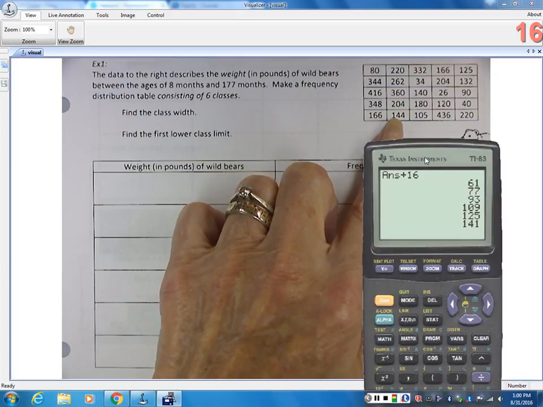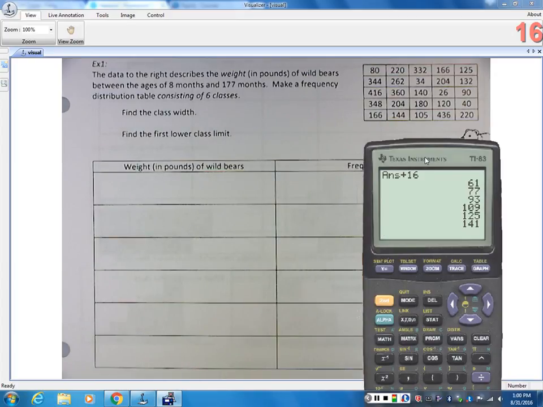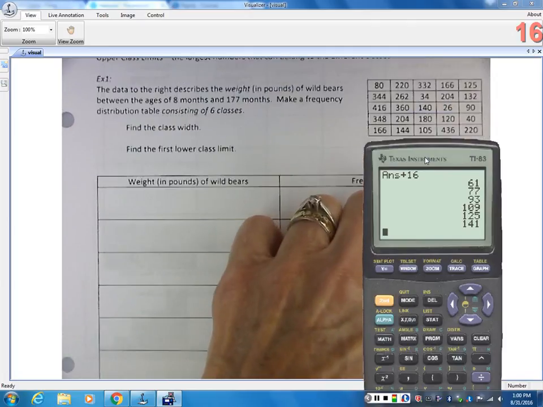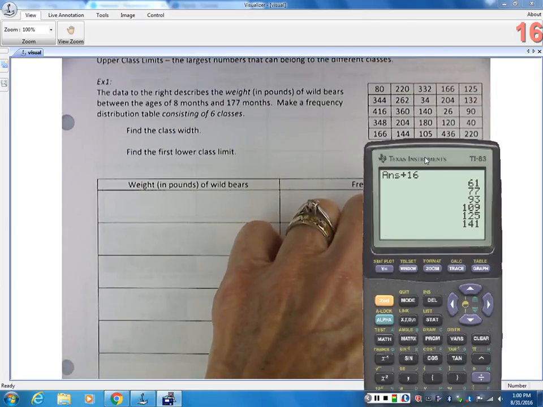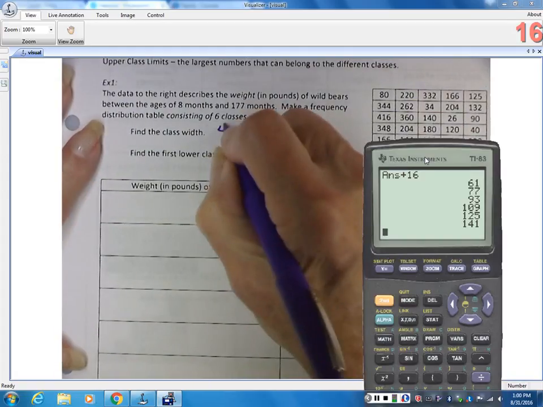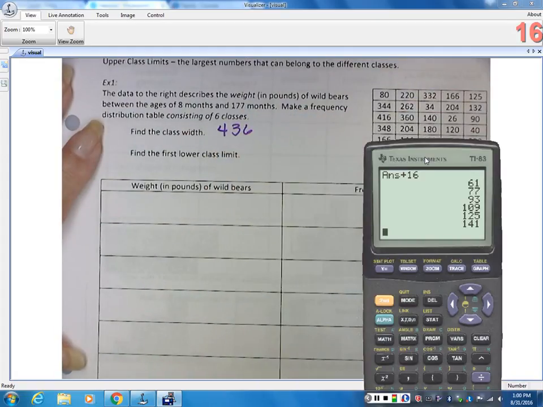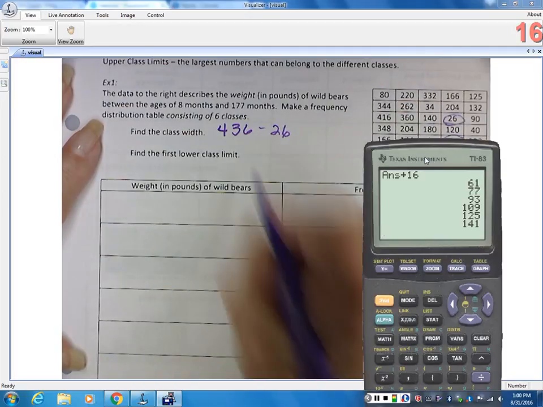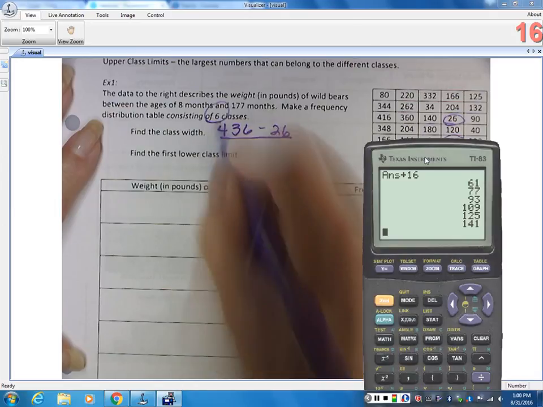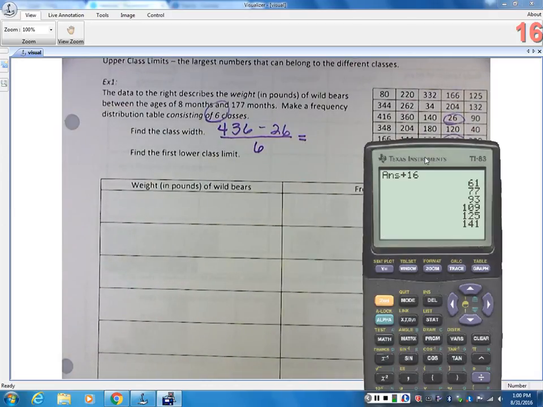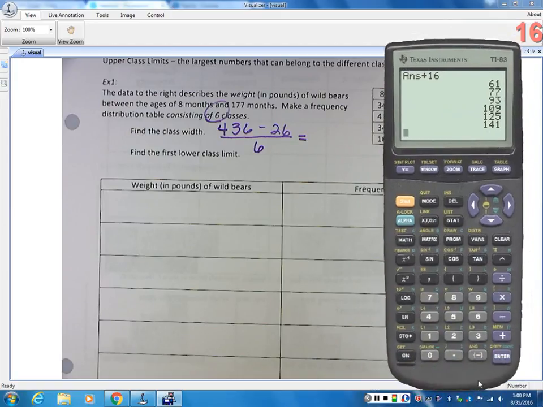Now I can pick out, because I've done this so many times, what the highest and the lowest are. The smallest bear was 26 pounds and the largest one was 436. So I can do class width without any help on that. The class width would be 436 for this one, minus 26 for that one. And it says I want 6 classes, so I'll divide by 6. And then I will use the technology for my arithmetic because it's simpler.